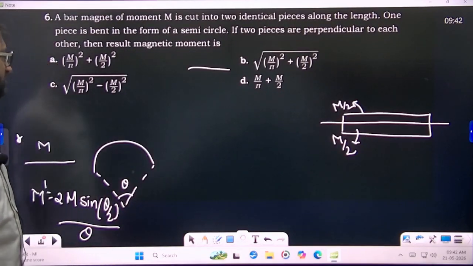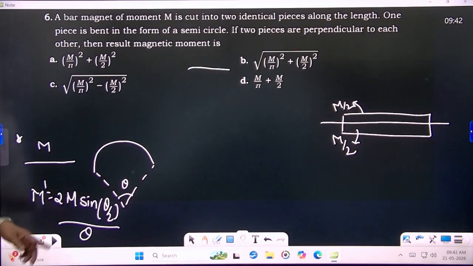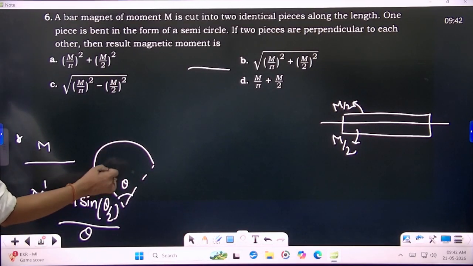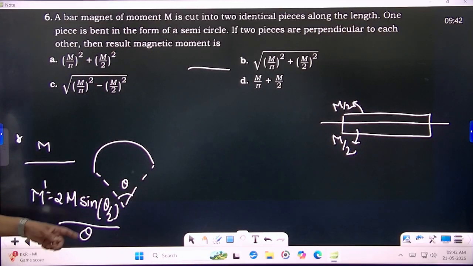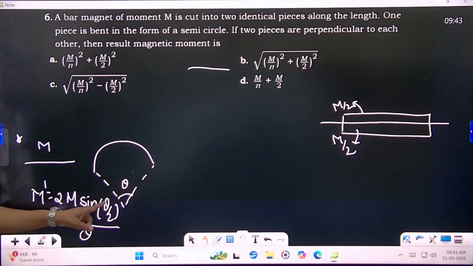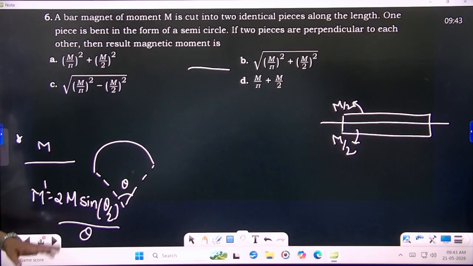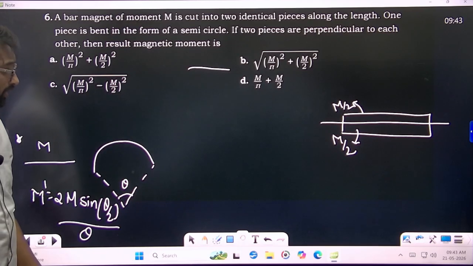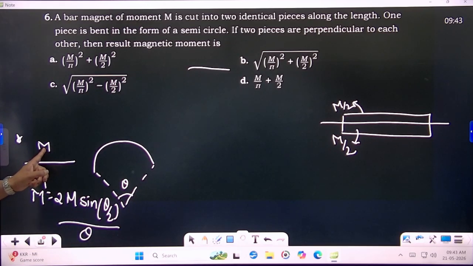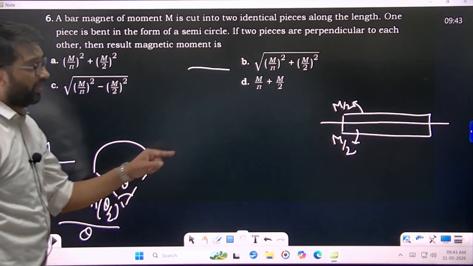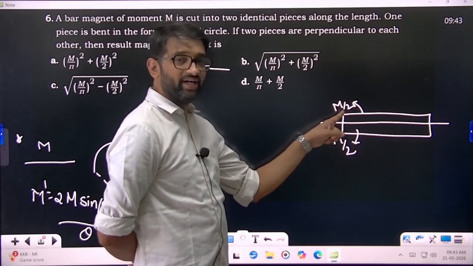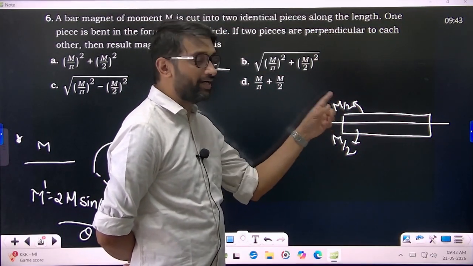So in that case, this is the arc of a circle. Here it is given semicircle. For semicircle, theta is 180 degrees or pi. So sin pi by 2 is 1 and this is pi. Also, here the original magnetic moment is M. But here one piece is bent into the form of a semicircle. That means M by 2 is bent.